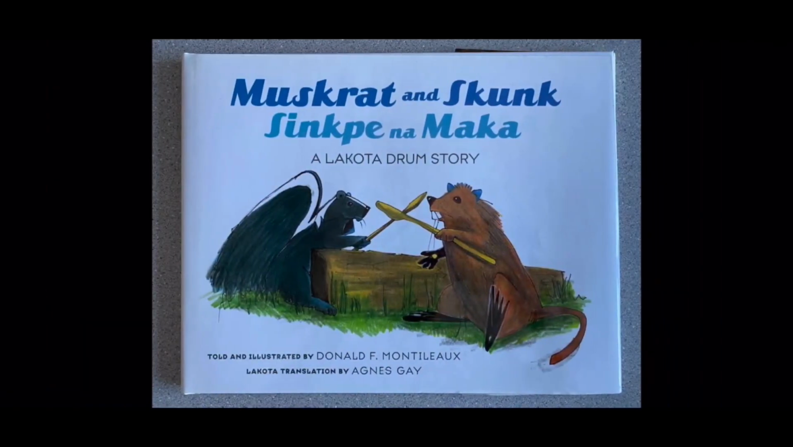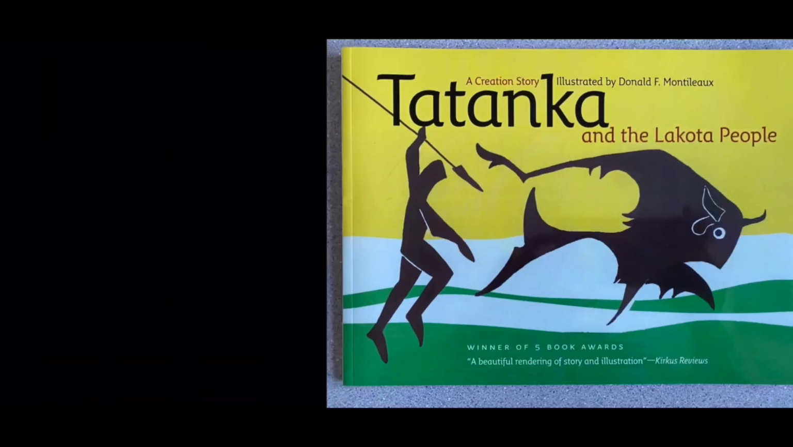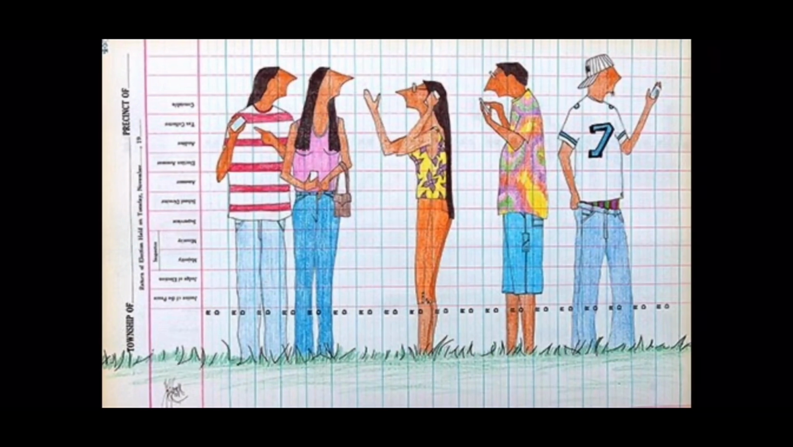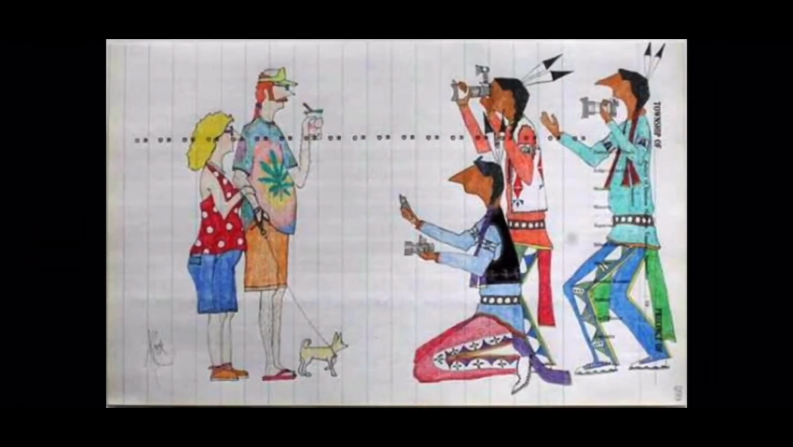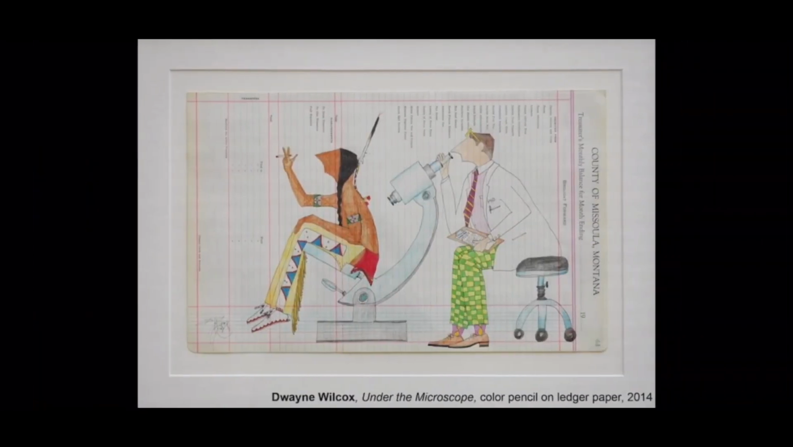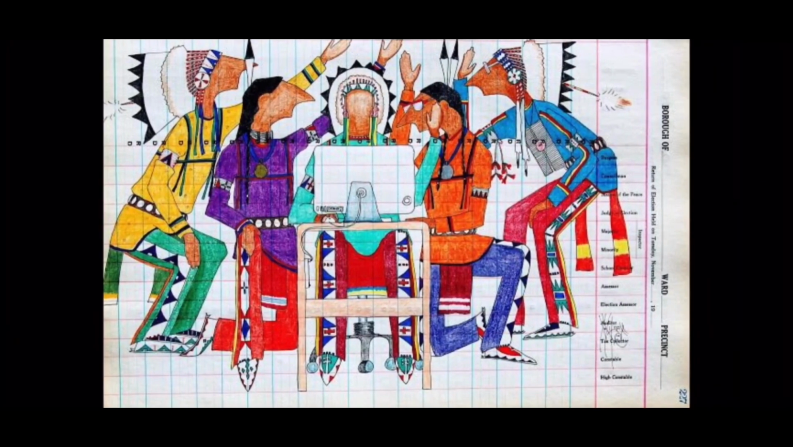And another interesting thing about him is that he's a well-known author, retelling some creation stories. Tatanka in particular is a book that I refer to a lot in a lot of different lessons. The next artist is Dwayne Wilcox. Dwayne is a very funny guy in person, and he has these very interesting modern yet traditional works on ledger paper, and they're just so interesting, and I don't even know if I could do justice trying to describe them, but they just mean a lot to me, and they're very deep.